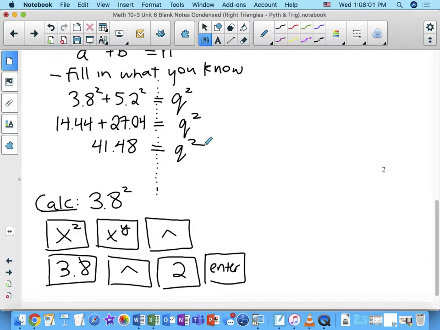Okay, so I'm almost there. But I don't want q squared, I want q. So now I have to think about opposite operations. Okay. What's the opposite of addition? Subtraction. What's the opposite of multiplication? Division. Okay. Do you guys know what the opposite of squaring something is?